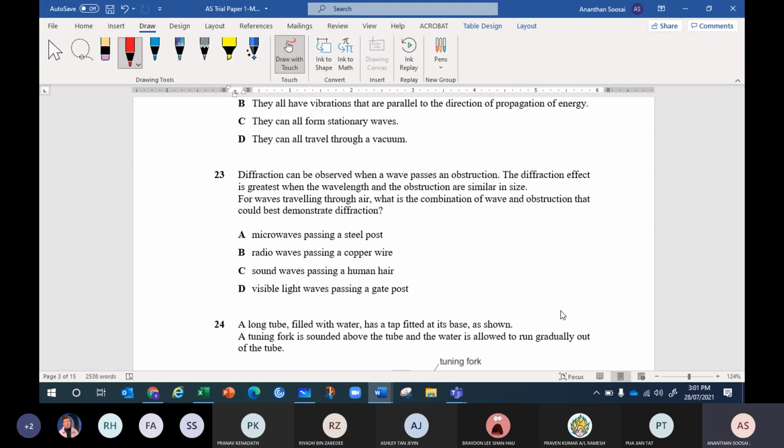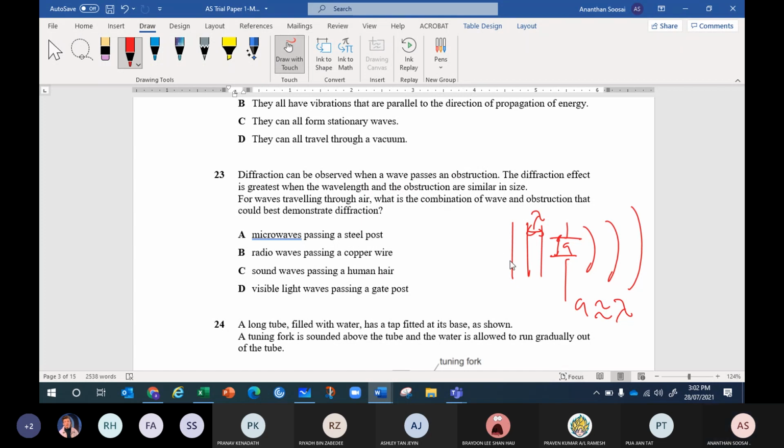Diffraction can be observed when a wave passes an obstruction. The diffraction effect is greatest when the wavelength and the obstruction are similar in size. Yeah, the best diffraction happens when the size of the gap is about the same as the wavelength, right?